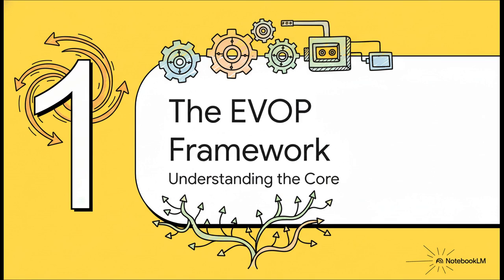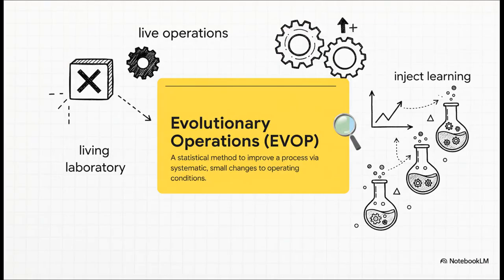This method has been around for decades, which is wild because the core idea feels so incredibly modern. So, at its heart, what exactly is evolutionary operations? At its core, EVOP is a really disciplined way to inject learning directly into your live operations. You know how we usually treat a process like it's a static black box? You set it, you run it, you don't mess with it. EVOP turns that idea on its head and says, let's turn that black box into a living laboratory.